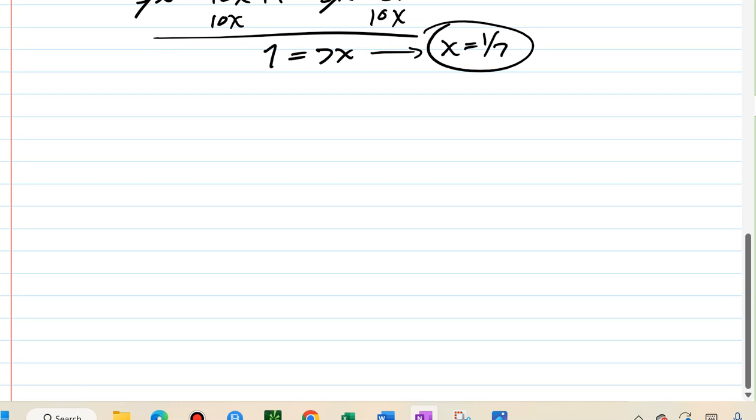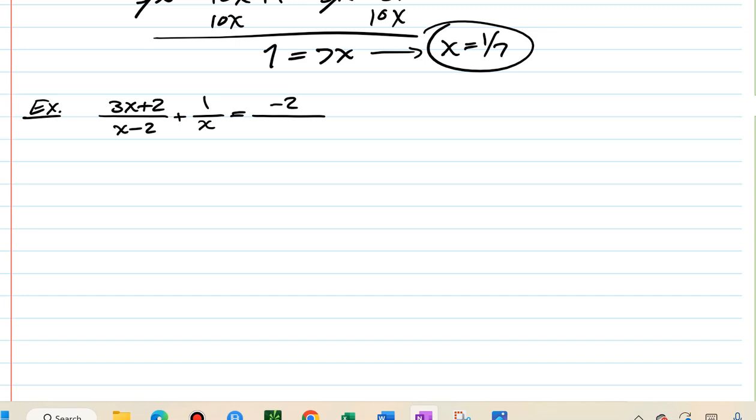Okay, what if we have, let's do another rational equation in this example. So this time, suppose I have (3x plus 2) divided by (x minus 2) plus 1 over x equals negative 2 divided by (x squared minus 2x). Okay, what if I have that one? So first, remember, we need to declare the domain, and the domain is all real numbers except what makes the denominator 0. x minus 2, 2 makes that 0. So we're going to exclude 2.